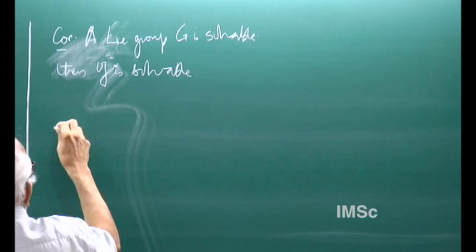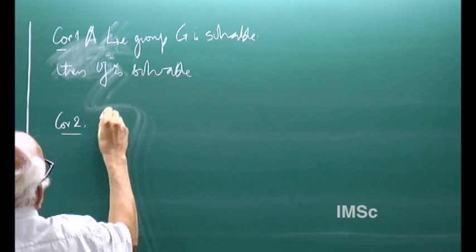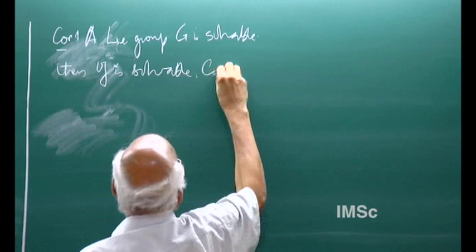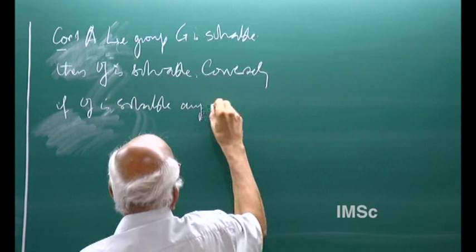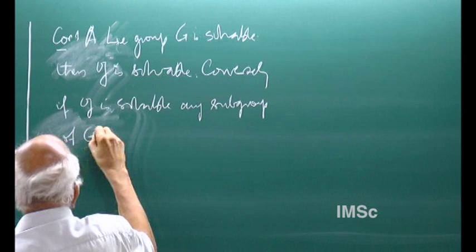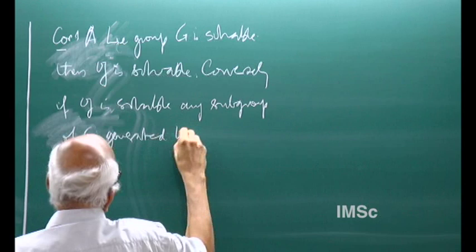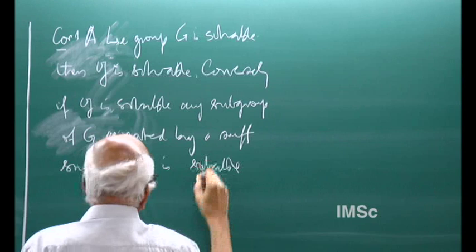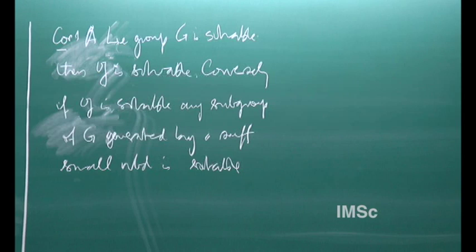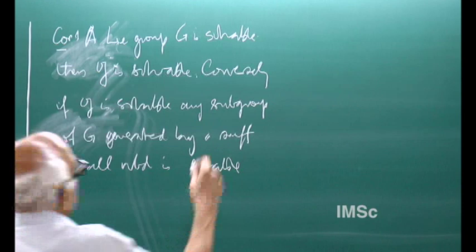Corollary 1, corollary 2, it's not quite a corollary, but anyway. Then G is solvable. Conversely, if G is soluble, any subgroup of G generated by a sufficiently small neighborhood is soluble. You need a sufficiently small neighborhood, because here also you need a sufficiently small neighborhood at one stage. And a similar statement is true when you replace soluble with nilpotent.